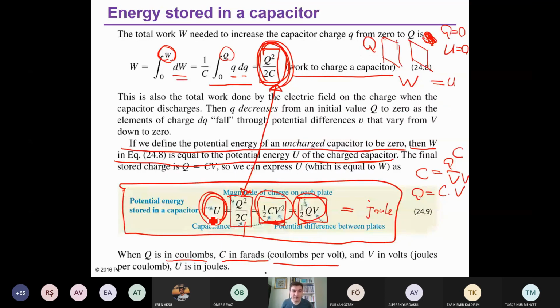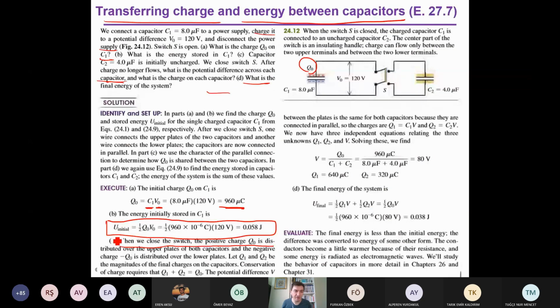Then, when we close the switch, the positive Q0 charge is distributed over the upper plates of both capacitors, and negative charge minus Q0 is distributed over the lower plates. Okay. Let Q1 and Q2 be the magnitudes of the final charges on the capacitors. This will be the final charge on capacitor 1. This will be the final charge on capacitor 2 after closing this switch. Okay. And then this Q0 charge will be shared by Q1 and Q2. Okay. And then Q1 is given with this expression. Always keep this formula in your mind. Okay. Then Q2 is given in this expression.